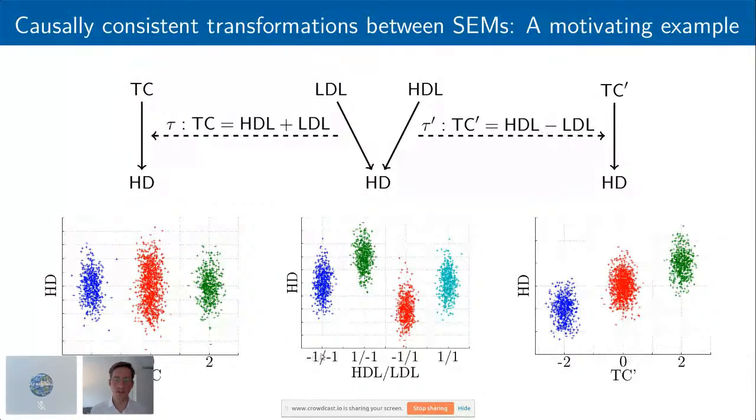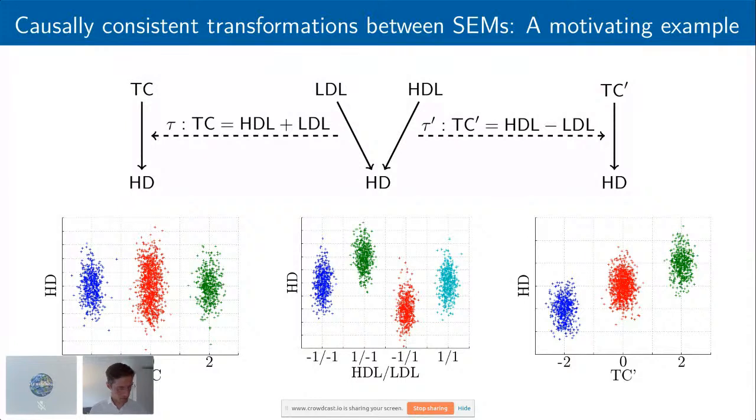For instance, this intervention, -1 and -1, maps to TC prime being 0. 1 and 1 also maps to TC prime being 0. This micro intervention maps to this macro intervention. And this micro intervention maps to that macro intervention. And now I can reason about the effect of interventions on heart disease on both levels, and I have not lost any causally relevant information. And I would like to argue that this is the type of causal consistency between micro and macro models that we would like to have.